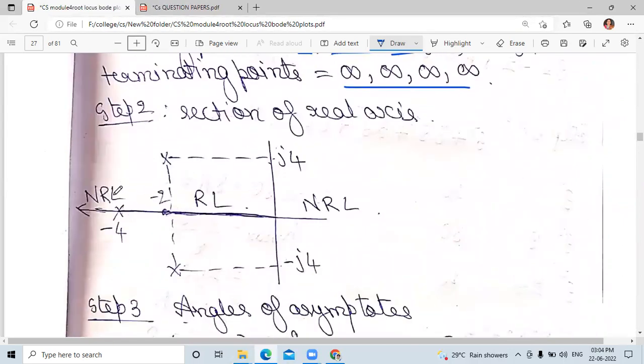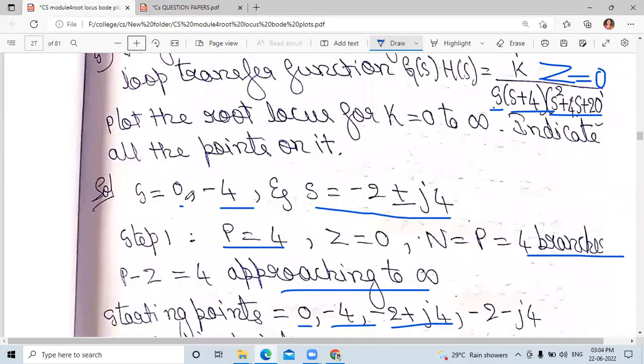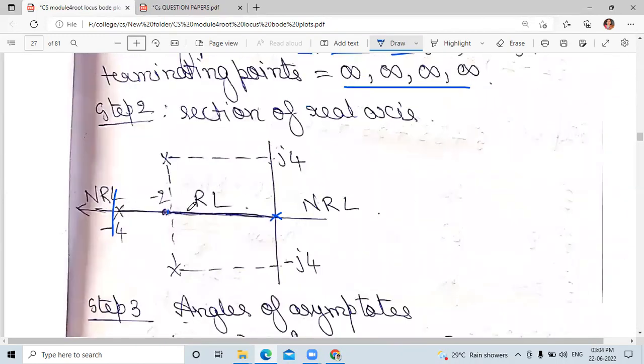Okay. Section of real axis. So when you hold here, you add 1 and the 2. This is s equals 0 and s equals minus 4. Okay. So only 1 is there. So the root locus exists between minus 4 and 0, and the breakaway point also exists between minus 4 and 0. Okay.